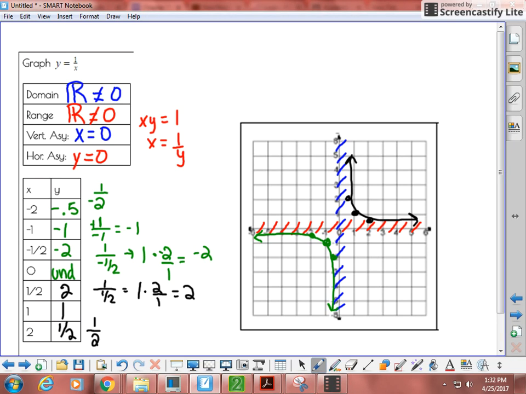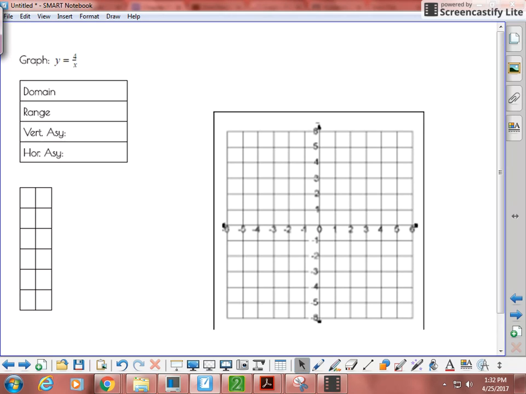So this is the parent function. From this, we're going to adjust all of our other graphs based on this one alone. Now let's look at one where we're stretching it a little bit. The 4 that's up top tells me that I'm going to stretch. So it's not going to look quite like our last one. Again, I look and say, what can't I put in for x? The only thing that would make it undefined would be 0. So my domain cannot equal 0. For x's, I can't put in 0. So my vertical asymptote is x equals 0.